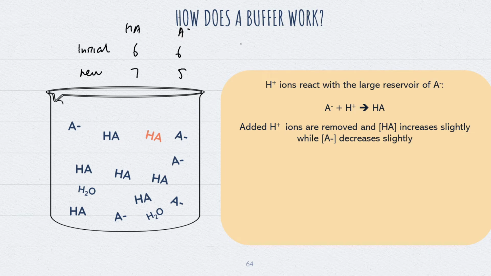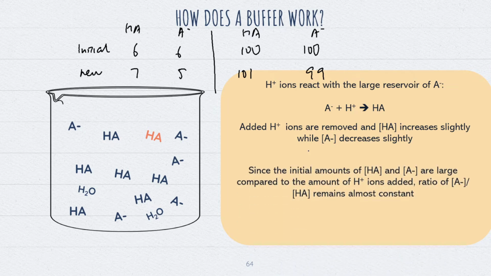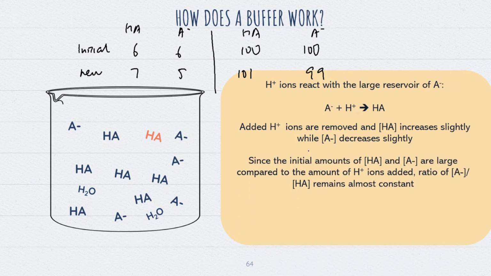But given another scenario where the initial was 100 each, now supposedly you add 1 mole of H+, so the change will be 101 and 99, which might seem like a very small deal here, when the HA concentration increases slightly and the A- concentration decreases slightly. So what happens after that? Considering the initial amounts of HA, your weak acid, and A-, your conjugate base, are very large compared to the amount of H+ ions added.